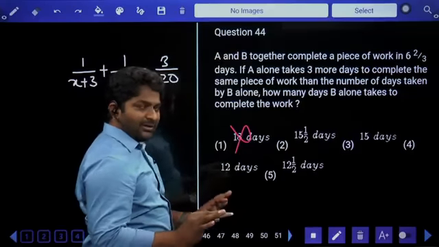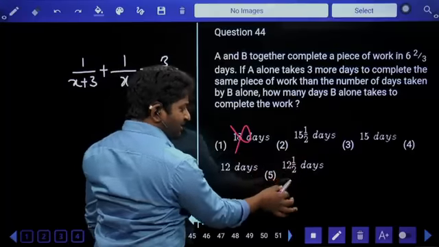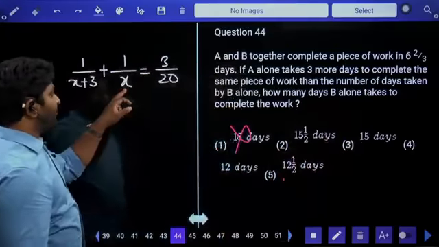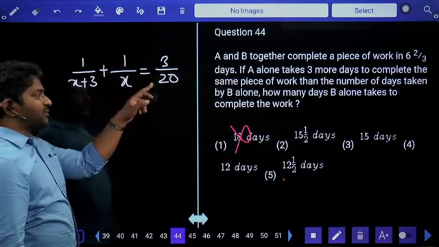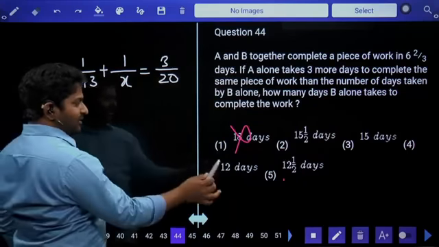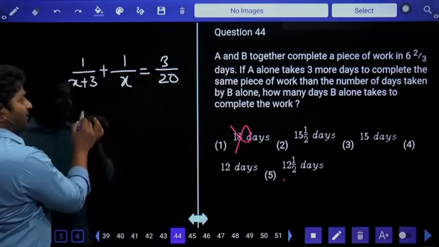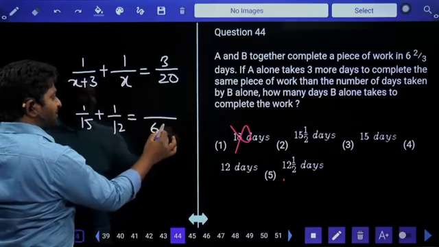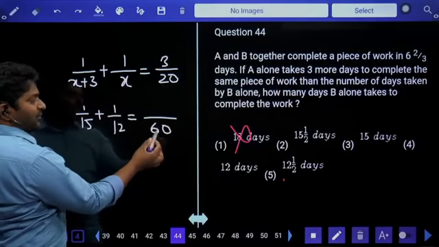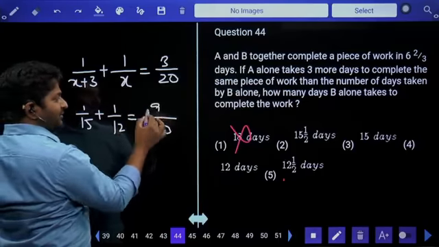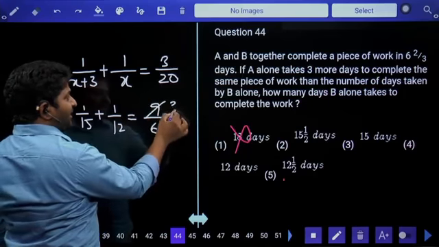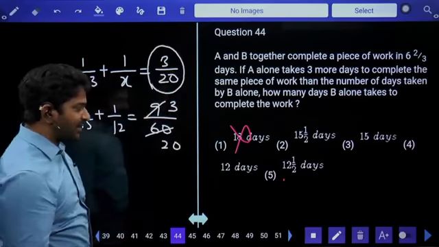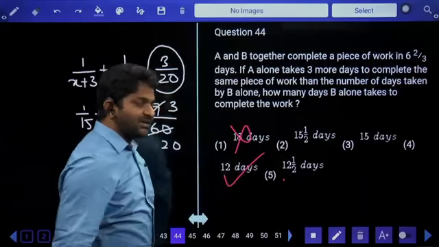So let me try with only integers. I don't want to touch second option and fifth option. If it is 15, 15 and 18, the LCM for these two numbers also cannot be 20. I don't want to touch that. If it is 12, 1 by 15 and then 1 by 12. LCM is equal to 60. 15 4 times, 12 5 times. 4 plus 5, that is equal to 9. Cancellation with the 3 times here, and it is 20 times. 3 by 20, that is there in our right hand side number. Hence, fourth option is our final answer.